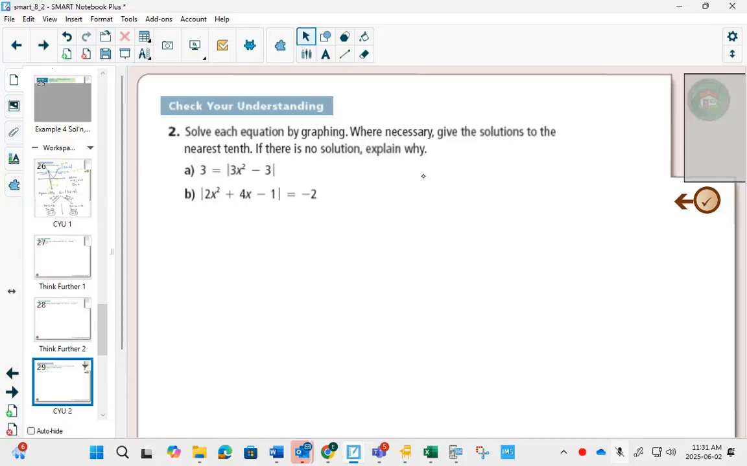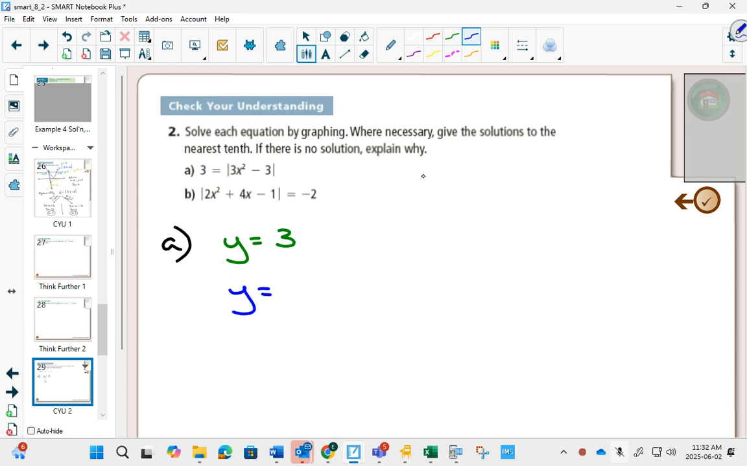Go to example 2. Again, it says solve by graphing, but this time we have parabolas. So again, I'm going to color code things here. The easy one would be y equals 3. The harder one to graph would be the absolute value of 3x squared minus 3. And in order to graph that one, I would first have to graph the inside, and wherever it was negative, flip it up.